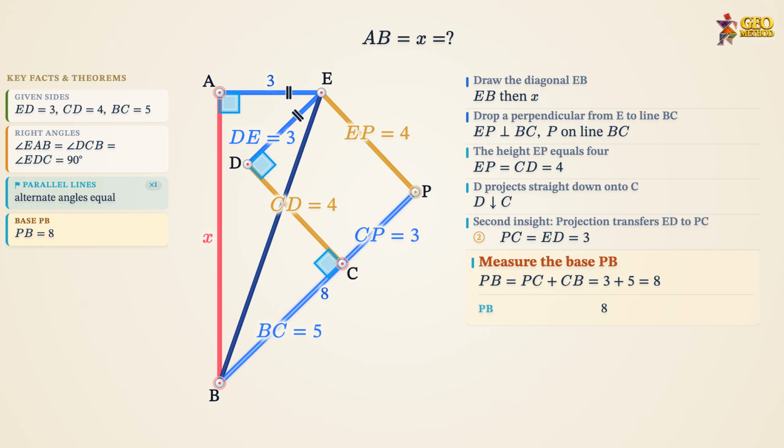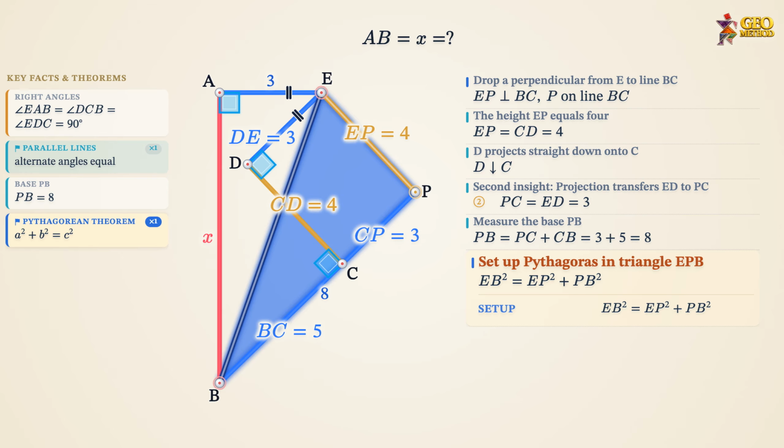The base of our right triangle runs from P through C to B. Add the 3 of segment PC to the 5 of segment CB, and the full base segment PB measures 8. Triangle EPB has its right angle at P, so the Pythagorean theorem applies. The hypotenuse segment EB squared equals the leg segment EP squared plus the leg segment PB squared.